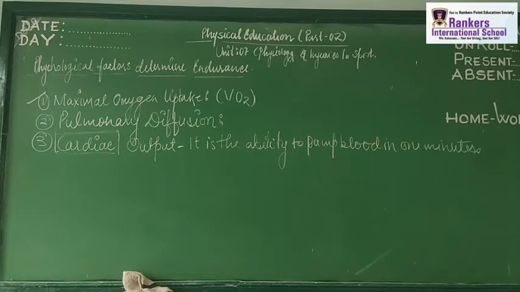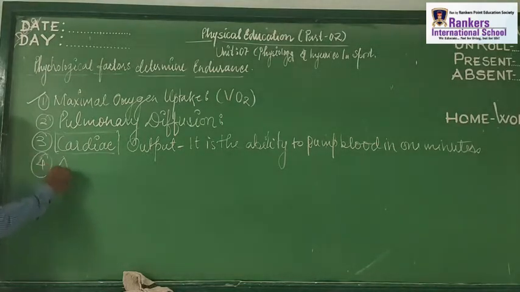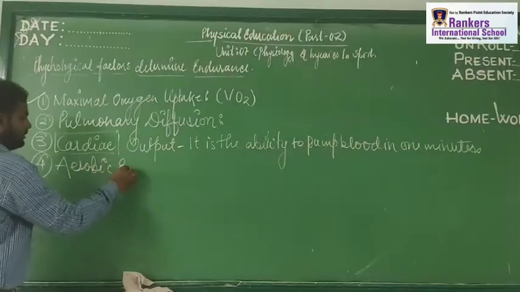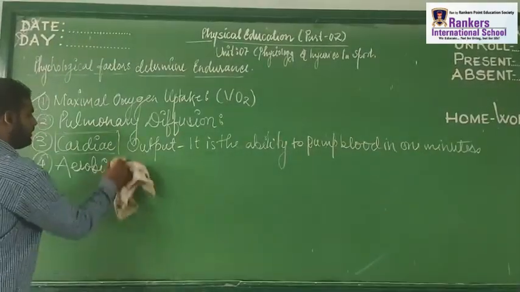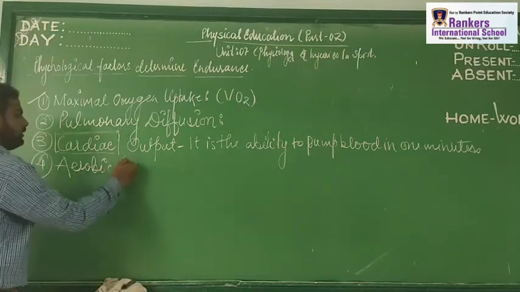Let's talk about the next point, that is aerobic capacity. What is aerobic capacity? It is the capacity of an individual to do work for a longer duration with slow speed, and it improves with regular exercise. The fourth point is aerobic capacity.